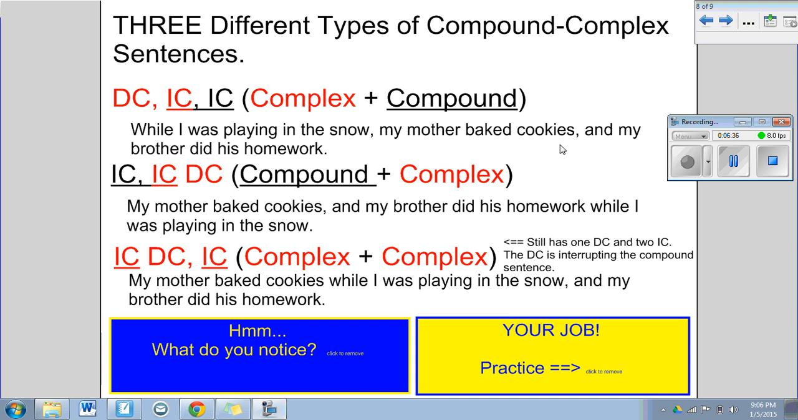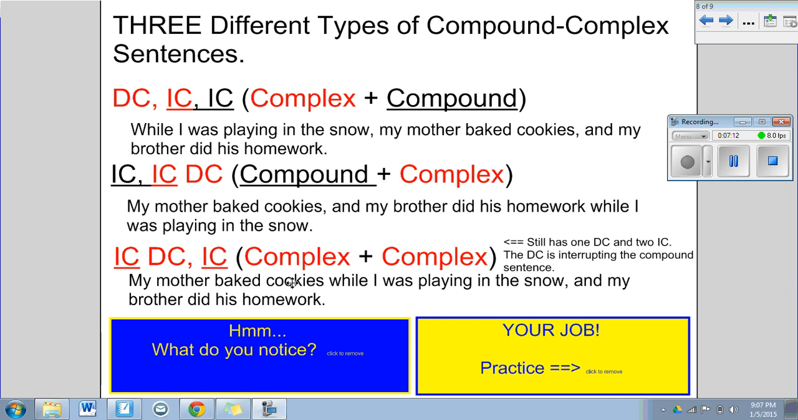So what's important to note here with these sentences is that you still follow the same rules with the commas as you would with the compound sentence or the complex sentence. For example, in the first one, your dependent clause is in the beginning, so you still have that comma. Then as you go into the compound sentence, you still have your comma. In the second sentence, the compound sentence is first, so you still have the comma. And then your complex sentence is at the end, so you don't need the comma anymore.